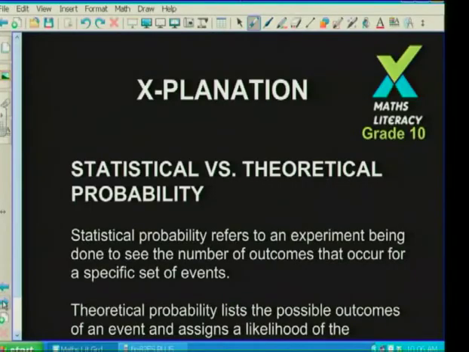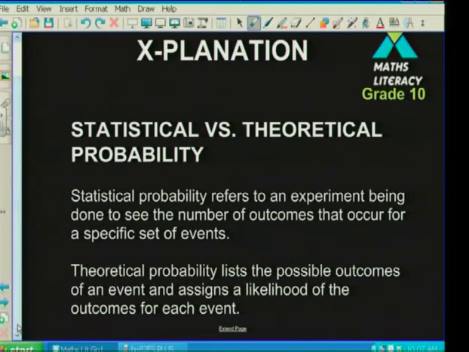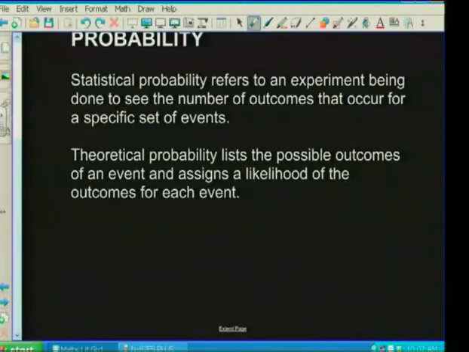All right, so let's have a look quickly now at statistical versus theoretical probability. And then we'll get into some examples just after that. Now, statistical probability refers to the experiment being done and to seeing the number of outcomes that occur for a specific set of events. Let's start with our coin probability again.